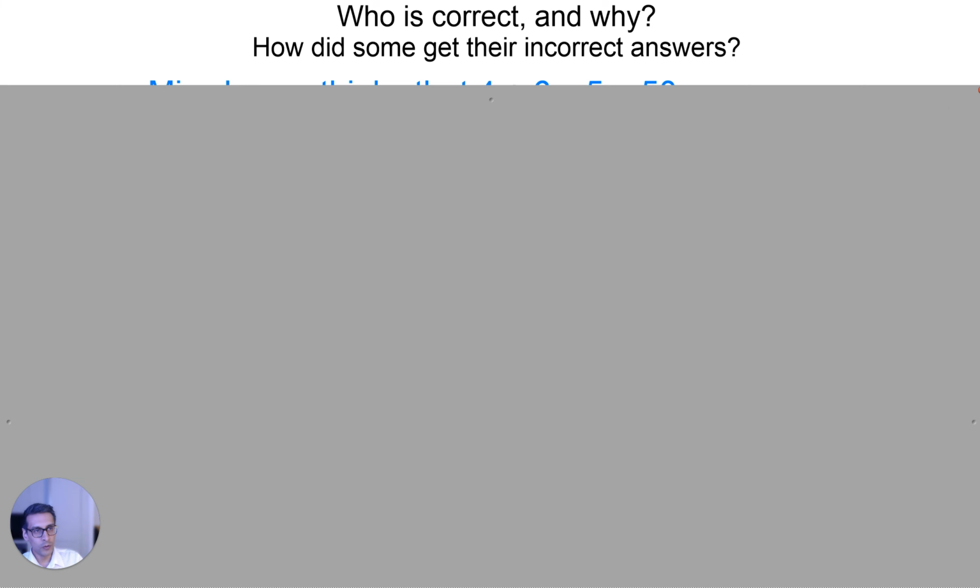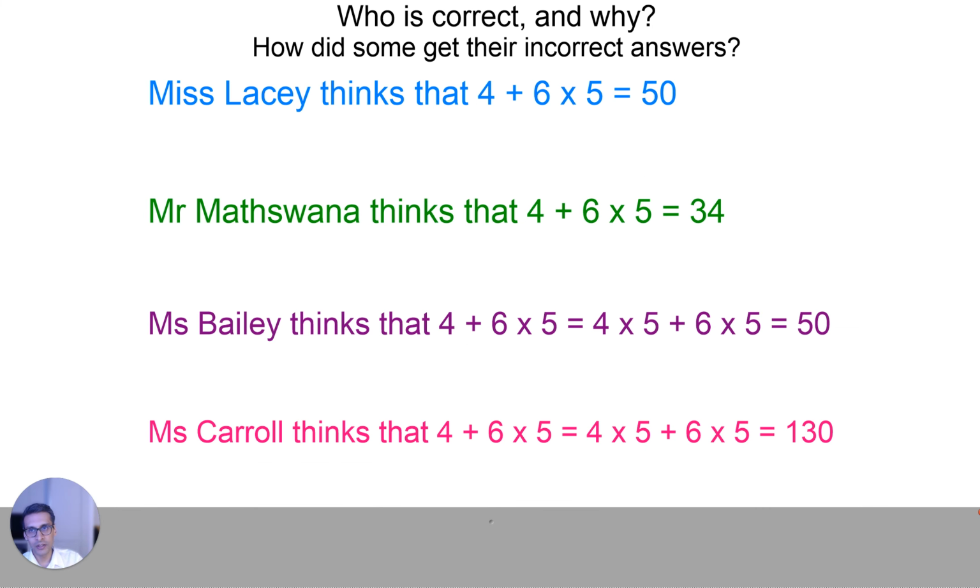Continuing with our topic, order of operations, let's do an example here. We've got 4 different people that have answered the same question, 4 plus 6 times 5. Now we need to decide who's right and who's wrong. The people who are wrong, we need to find out why they're not correct. So pause the video, figure out what you think about these 4 people's answers, and then we're going to work out who is correct and why the people who are wrong are not correct.